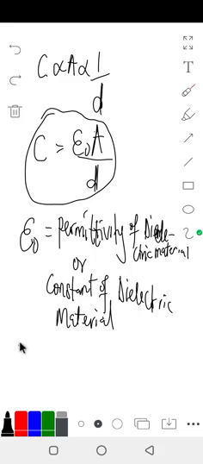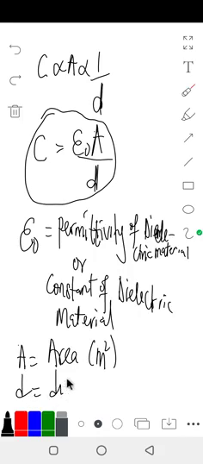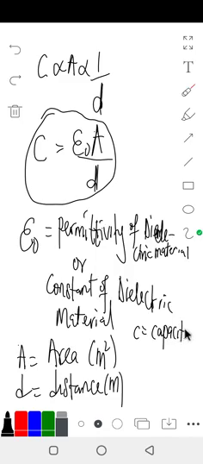And we know that A is the area, or cross-sectional area, given in meter square. D is the distance between the two parallel plates, given in meter. While C is the capacitance, given in farad.